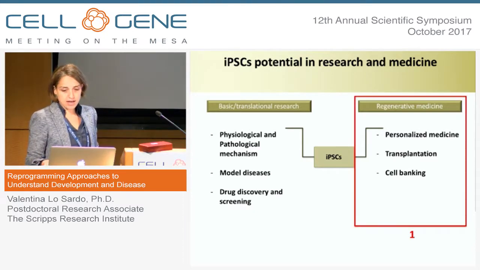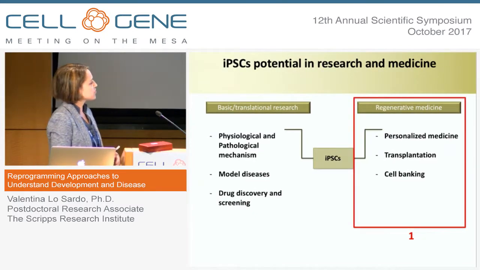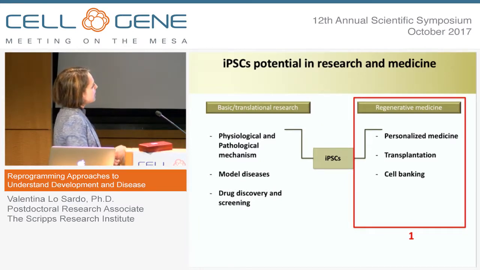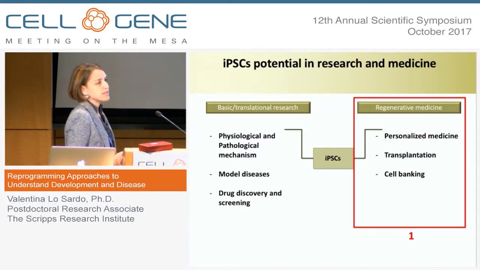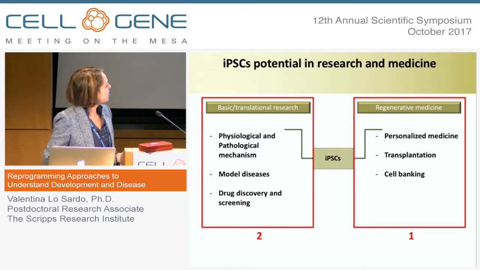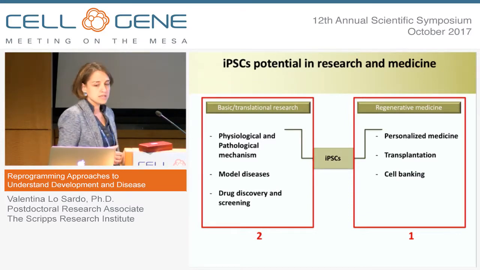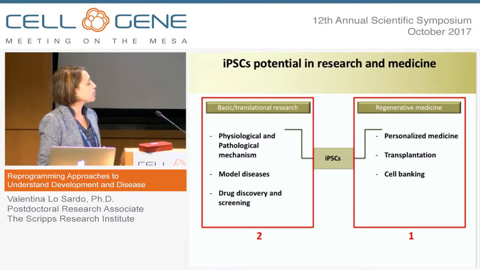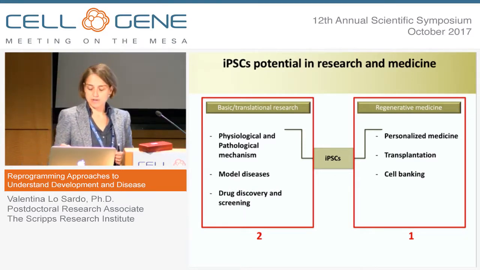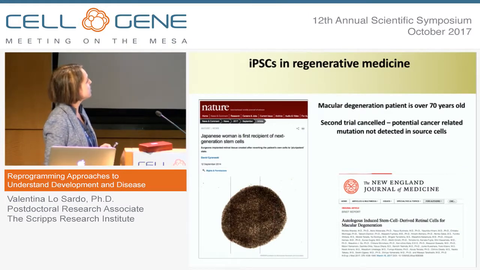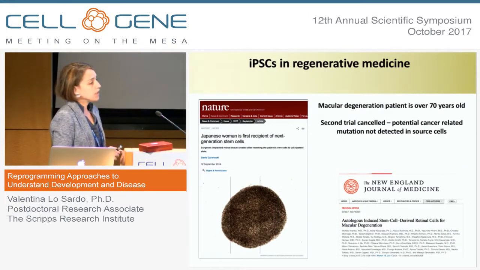So today, I want to just share with you two stories from our lab. One will be from this side of the panel, about regenerative medicine and how we can safely use iPSC. And the other part of the talk will be disease modeling, and in particular, how we can model genetic risk for disease. As you all know, iPSC are already used in the clinic.